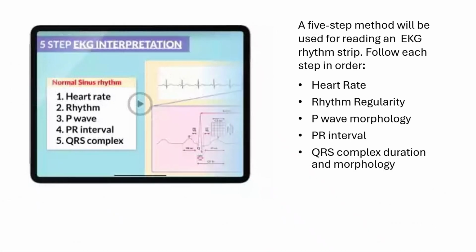Interpreting EKGs can be overwhelming. And I think part of it is because we just want to be able to look at it and know what rhythm it is. And sometimes we can do that. However, interpreting EKGs is a systematic method that is going to involve 5 steps. And if you follow these 5 steps, you will be able to successfully interpret EKGs without feeling so overwhelmed.